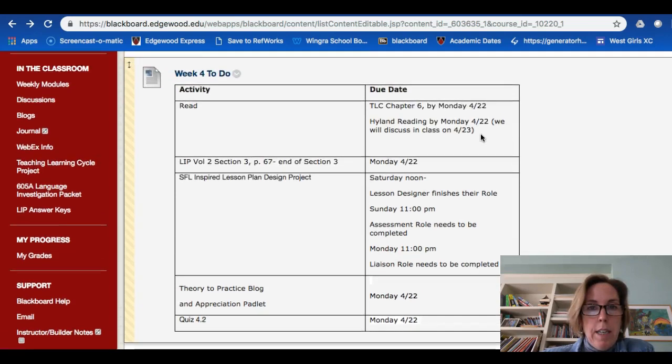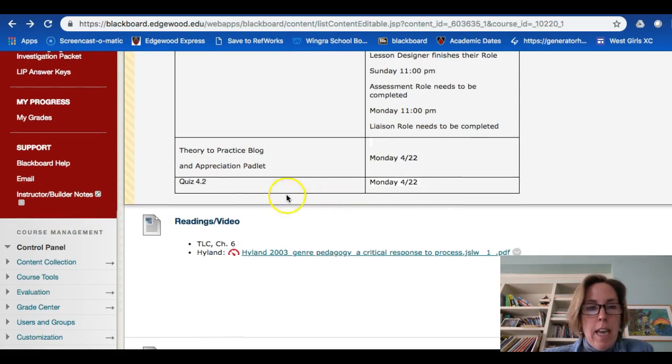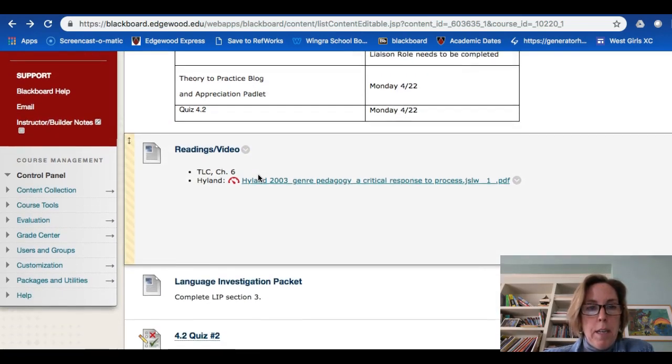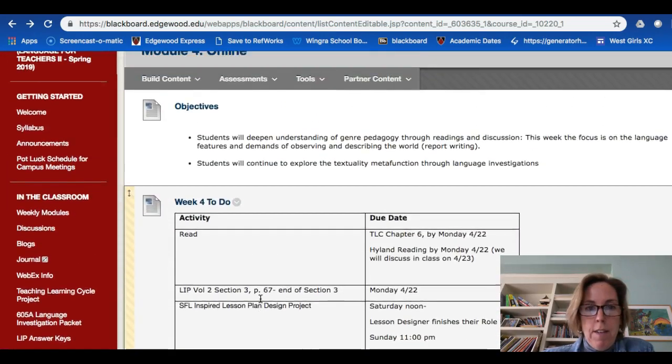Okay, so then this is what you started last week, and some of you already put some really exciting things up, and I look forward to seeing the rest. And don't forget also to do the appreciation Padlet. And again, you can click back to last week to see what we were doing with that. And then you have a quiz this week, and the quiz is on the LIP book so far. So in order to prepare for that, you just need to be up to date with that. And that is everything.